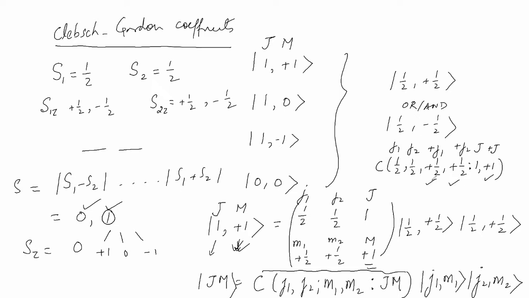Or similarly, if we have C of J1, J2, minus J1, minus J2, 1, or J minus J, this is another extreme projection. These two Clebsch-Gordan coefficients, we will see, turn out to be equal to 1. Therefore, this quantity is 1.